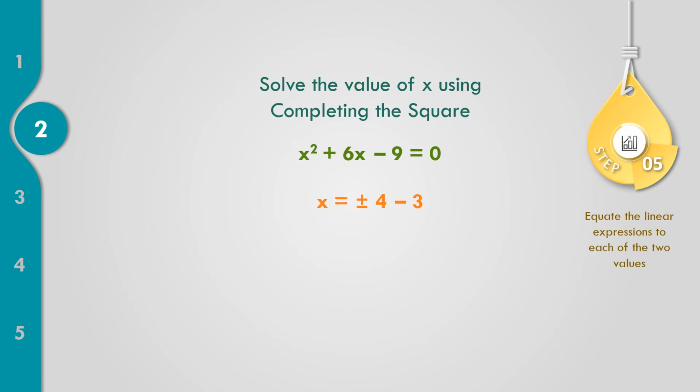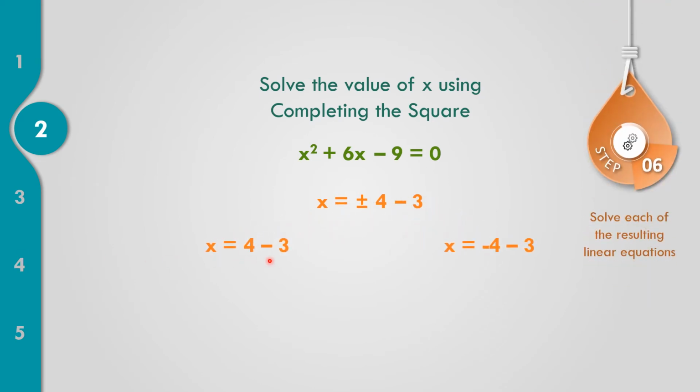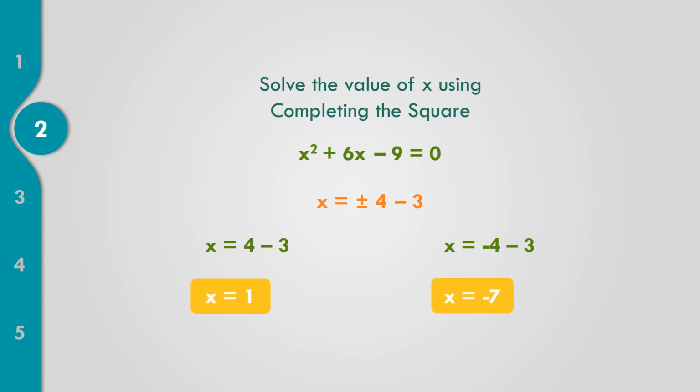So let us try to solve now the value of x. Let us equate the linear expression to each of the two values. The first value is positive 4 minus 3, and the next one is negative 4 minus 3. Let us solve now. 4 minus 3 is equal to 1. And then for the other x, negative 4 minus 3 is equal to negative 7. So the solutions are positive 1 and negative 7.